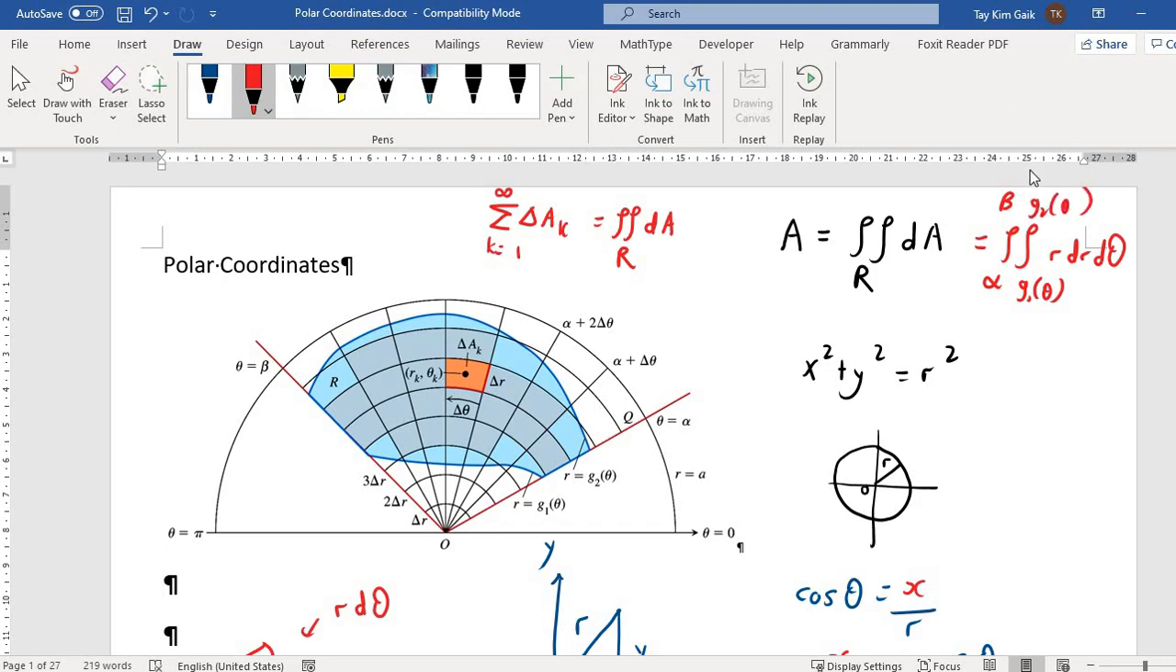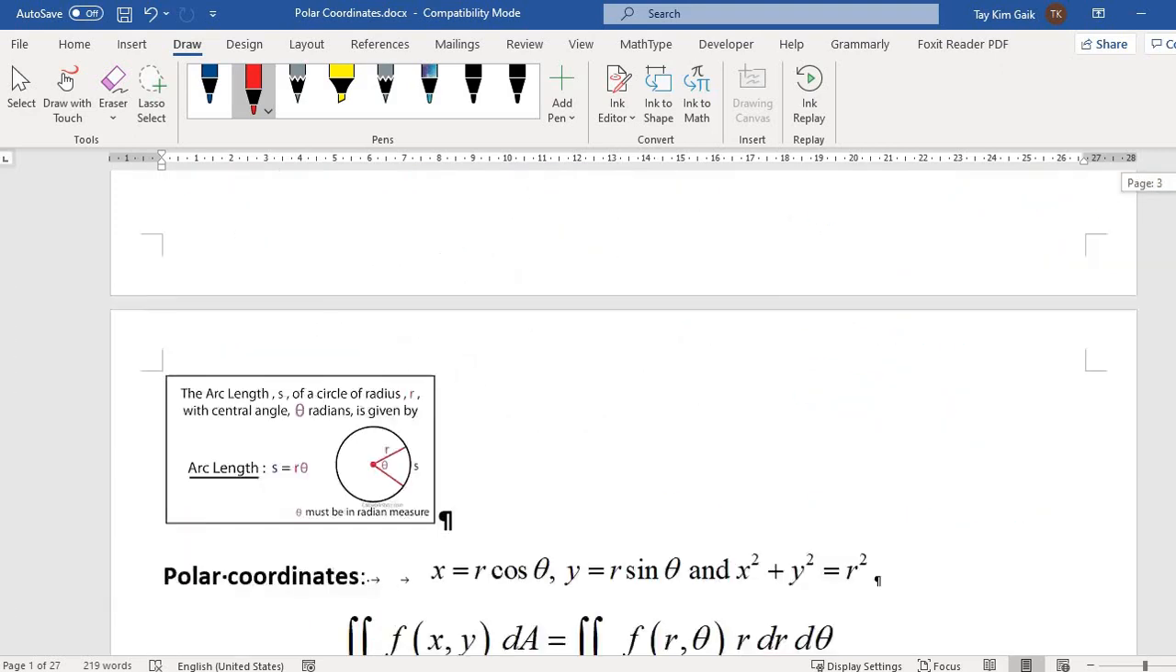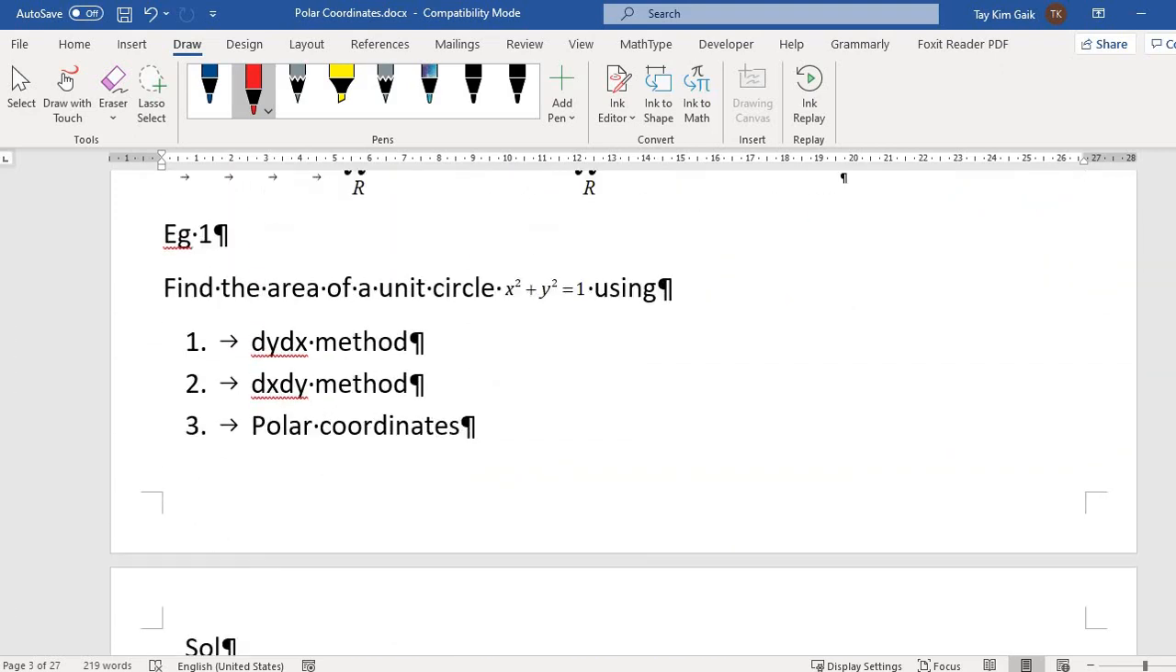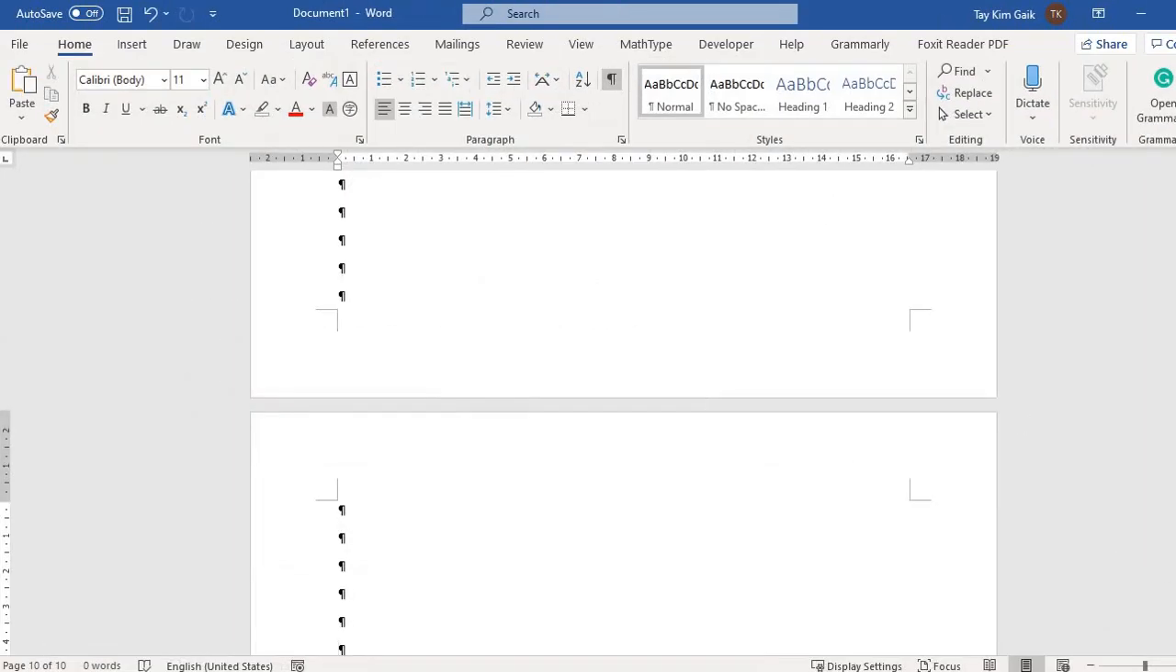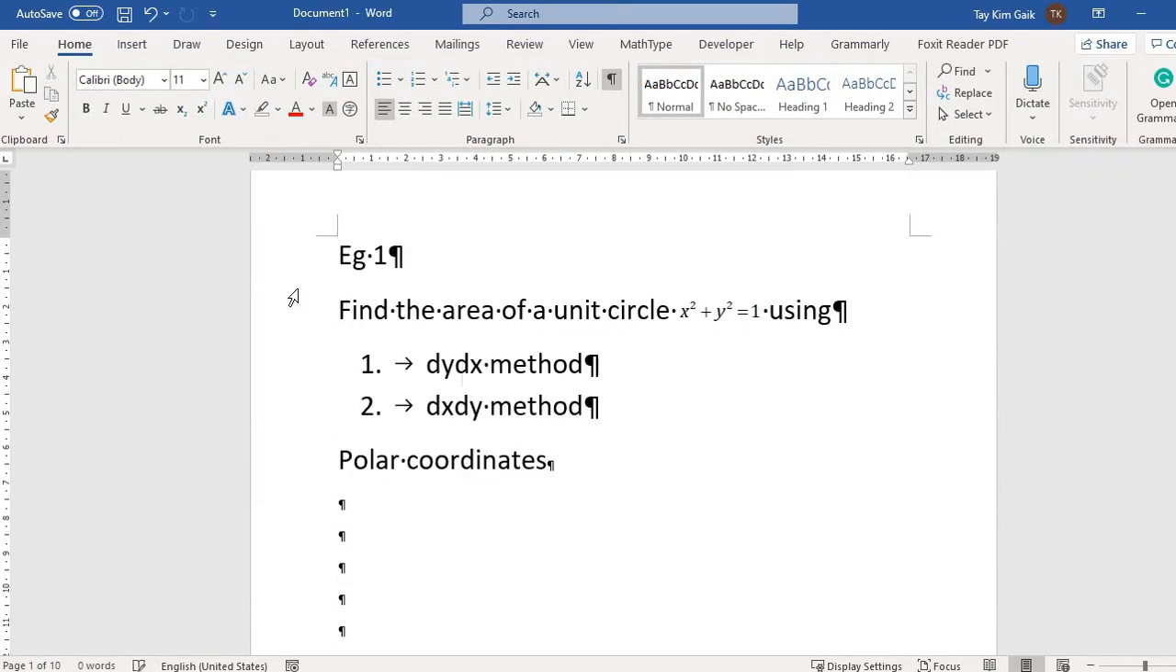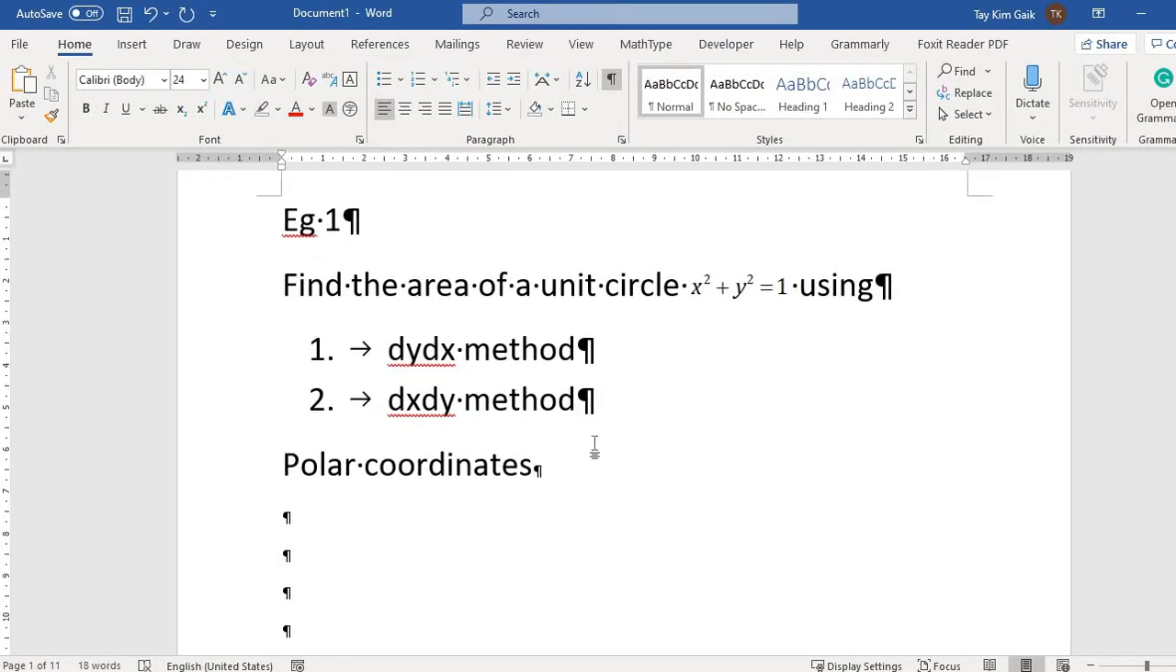Again, you can see that for a double integral, the outer integral must have constant limits. The inner can be constant, or if you integrate with respect to r, it can be a function of theta. Then we look at example 1. Find the area of a unit circle x squared plus y squared equals 1. Using dy dx or dx dy, these two are the same, like changing variables. The new thing is polar coordinates. So I'm going to copy this to a new document. It is using polar coordinates.